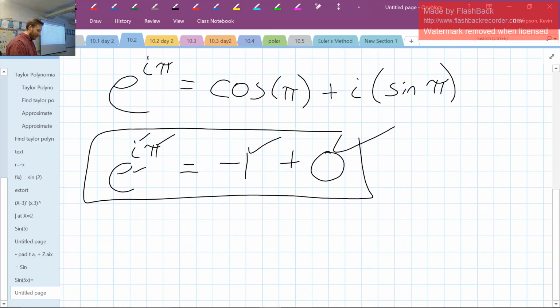But what does this have to do with anything relevant to literally anything? 0 equals e to the i pi plus 1, sometimes it's written this way.